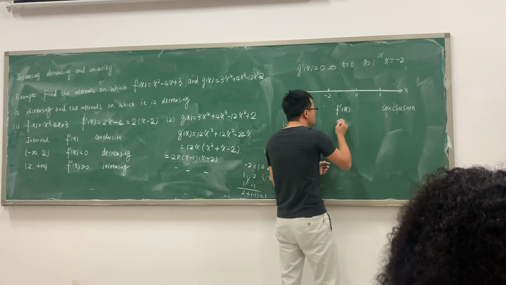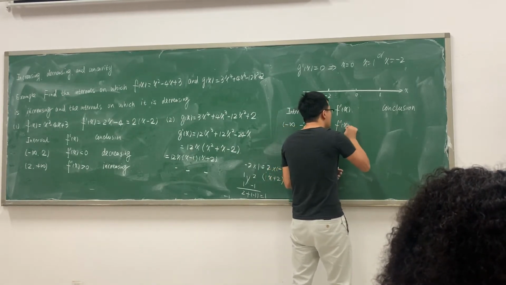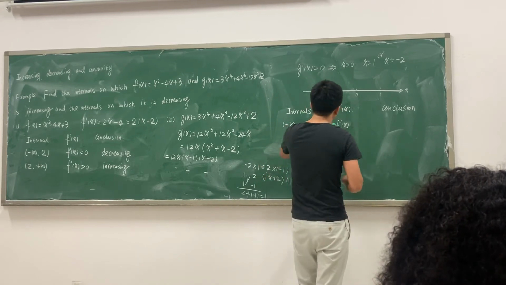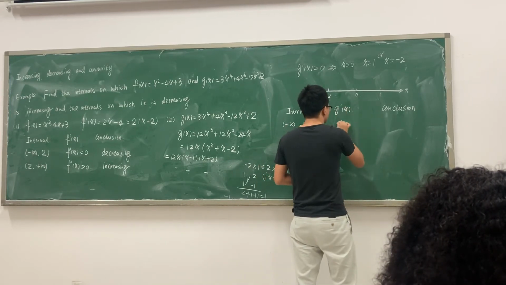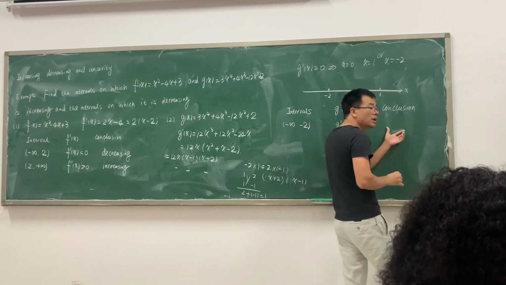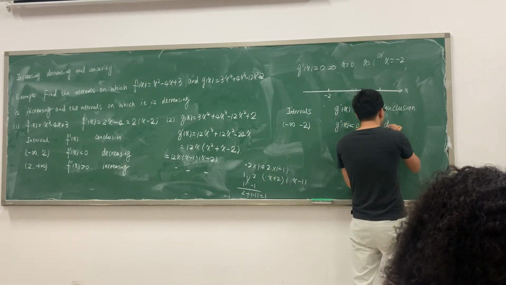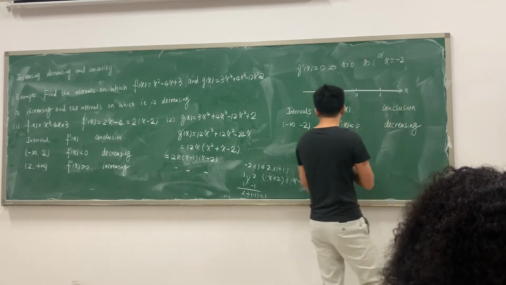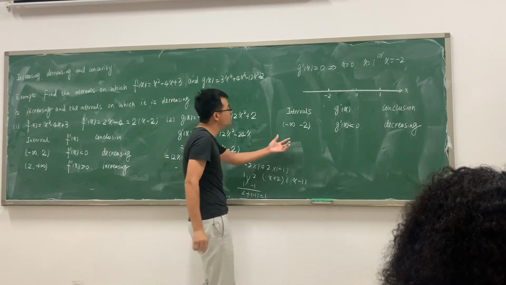So here, I'm sorry, this is g prime, okay? So g prime is less than 0, so here it is decreasing. This is the first interval.